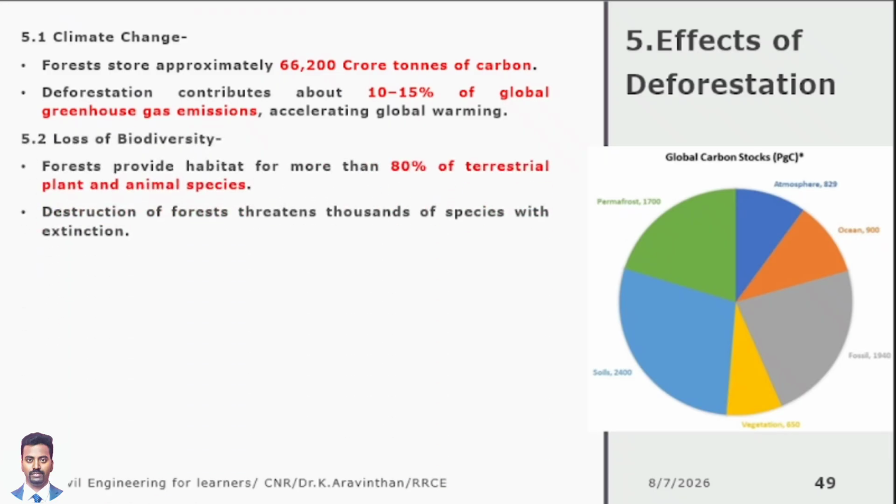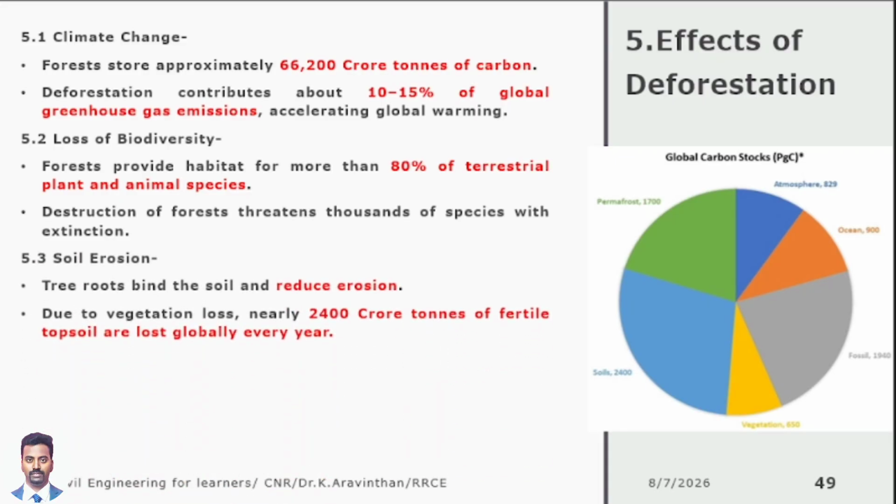Next thing. What are the effects of deforestation? Sir, if forest is cut, trees are cut, climate change will occur. So I have already told forest consumes 66,200 crore tons of carbon and it contributes about 10 to 15% of global greenhouse gas emission. 15% is reduced only by the forest. Loss of biodiversity. If you cut the tropical trees, animals and plant species will get reduced. Soil erosion. During any rainfall, all the top fertile soil will get washed away by the rainfall. This is called soil erosion.